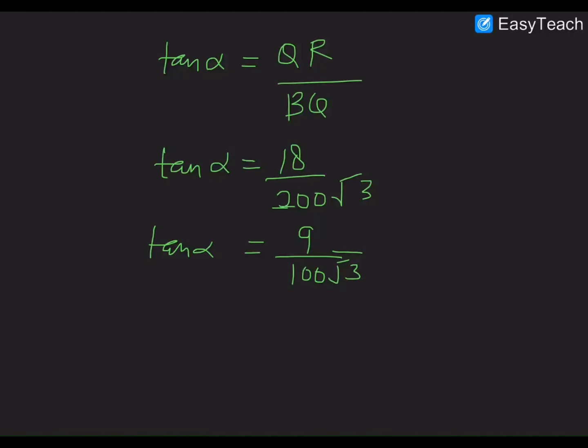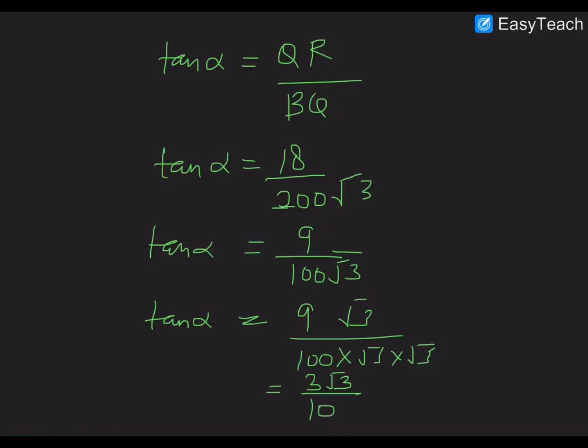Tan alpha, rationalizing, so tan alpha equals 9 root 3 by 100 into root 3 into root 3, which gives you 3 root 3 by 100. So the tan alpha comes out to be 3 root 3 by 100.